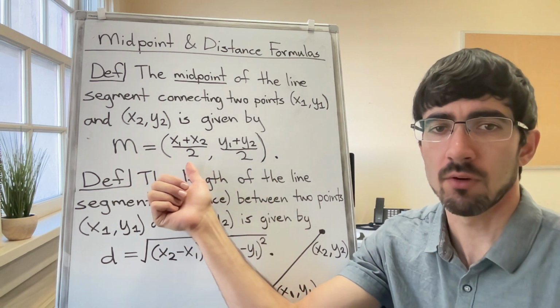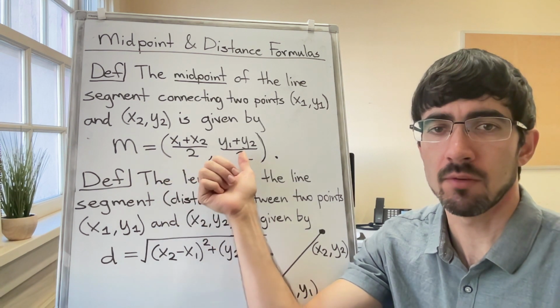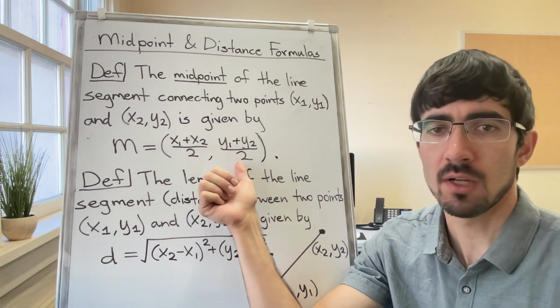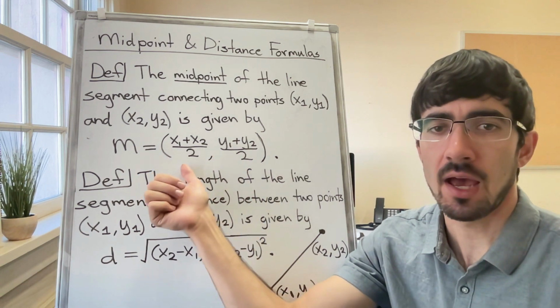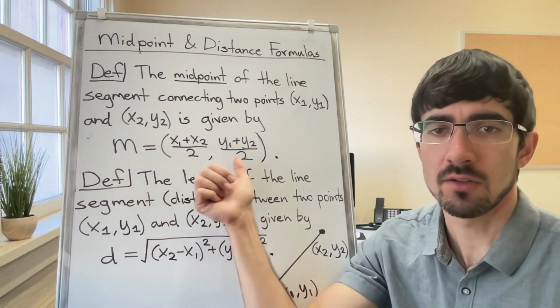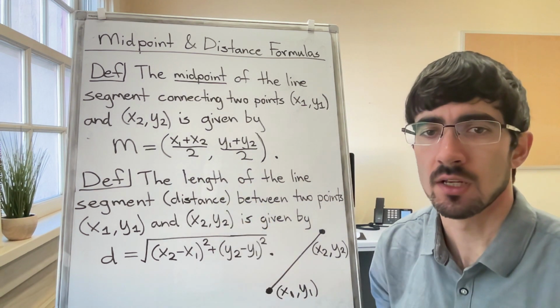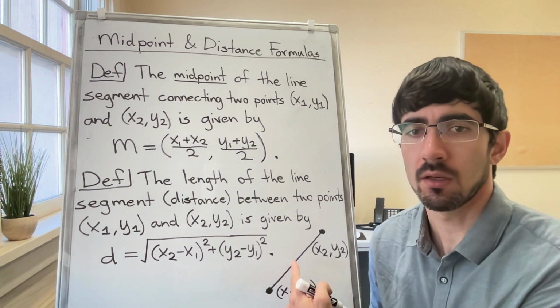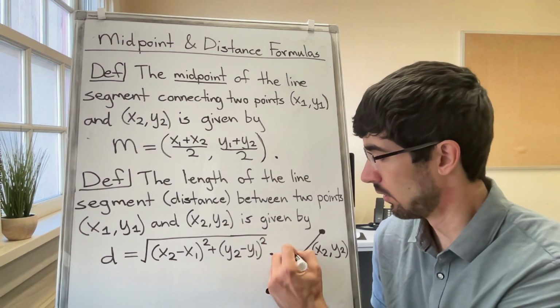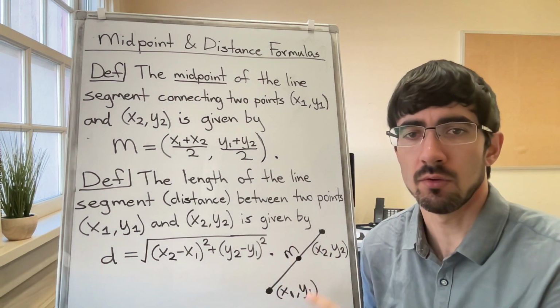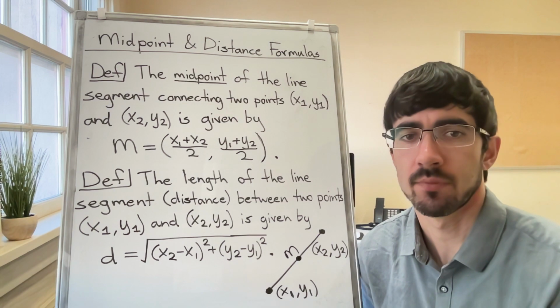(x1 + x2)/2 is the x value of the midpoint. (y1 + y2)/2 is the y value of the midpoint. These are simply an average. You're averaging the x values and averaging the y values. So when we're finding a midpoint, we're giving the point that's exactly in the middle of these two initial points.